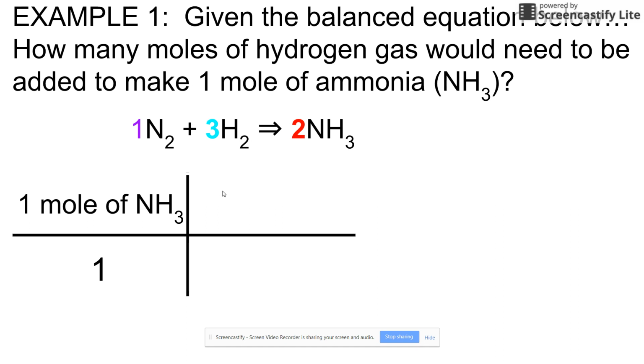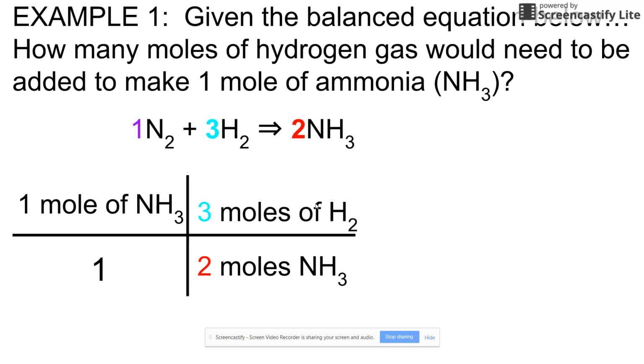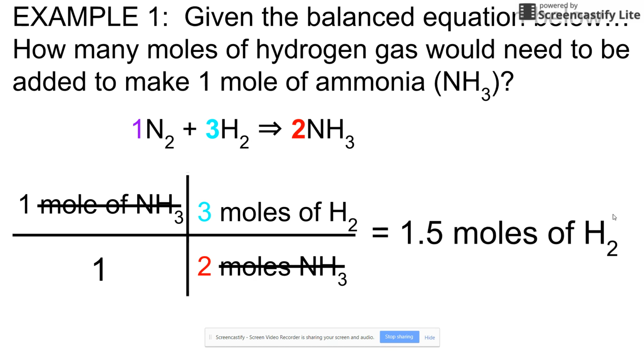The question asks about hydrogen gas. So what you do is you put your 2 moles of ammonia on the bottom, because your given is moles of ammonia, and 3 moles of hydrogen gas on top. That way moles of ammonia will cancel, and you'll be left with moles of hydrogen gas, which is what the question is asking for. And then you just do your math. 3 times 1 is 3, 1 times 2 is 2, 3 divided by 2 is 1.5 moles of hydrogen gas. It just makes sense when you look at your balanced equation: if you want to make half the amount of ammonia, you need half the amount of hydrogen gas.